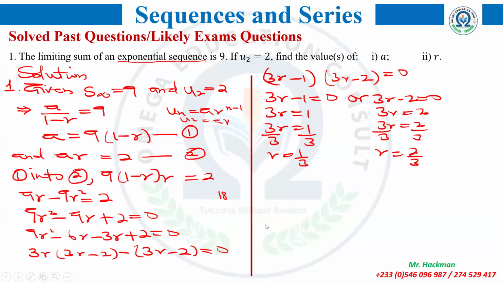Then go and solve for that of the A. But let's finish everything, then we draw our conclusion using the question numbers. So if your R is equal to 1 over 3, what will your A be? Come and substitute that into equation 1. So A will be equal to 9 into 1 minus 1 over 3. Do you agree?